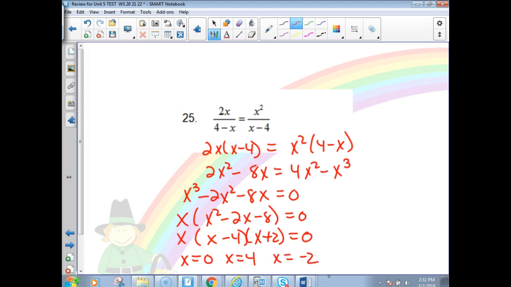If I go back to the original problem and say, well, x is not allowed to be 4. So that gets rid of the middle answer there. And you have 0 and negative 2.